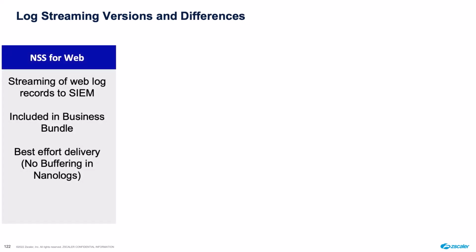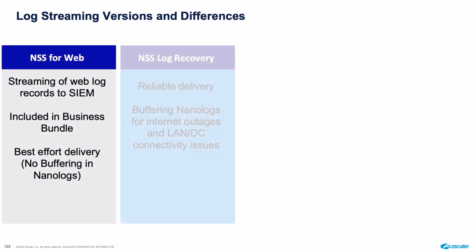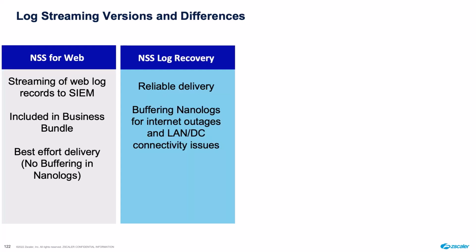So different kinds of log services exist. There's the Nanolog streaming service for web, so the streaming of web log records to the SIEM. There's the NSS log recovery. So how do we buffer logs? If there is a LAN or a data center connectivity issue, we want to make sure that we can buffer and then continue to stream logs for up to an hour, either towards the SIEM or from the Nanolog streaming service in the cloud.